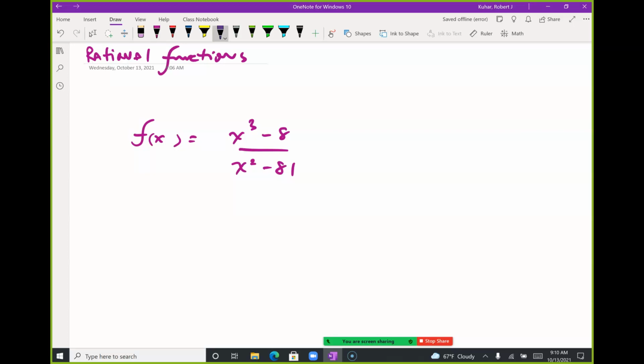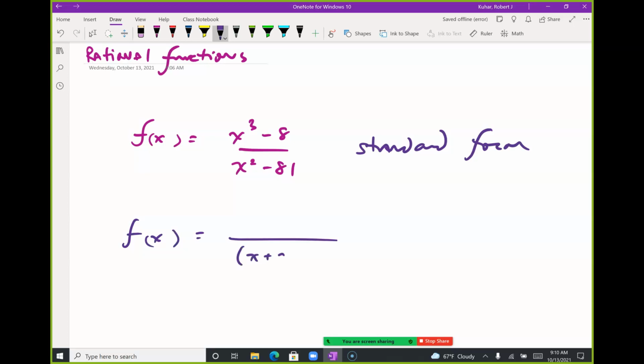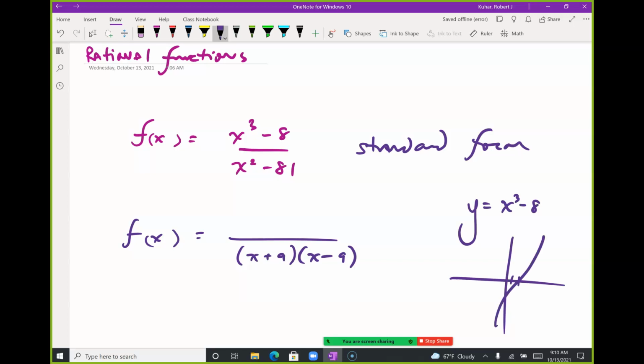So this one is just asking me to write this in standard form, right? But they also want me to write it in factored form. So I can see downstairs right away, I've got an x plus 9 and an x minus 9. And upstairs, if I don't see it, I can graph y equals x cubed minus 8 on my calculator. And I'll see that it goes through 2. So I know 2 is a 0, and how am I going to find the other piece of it?